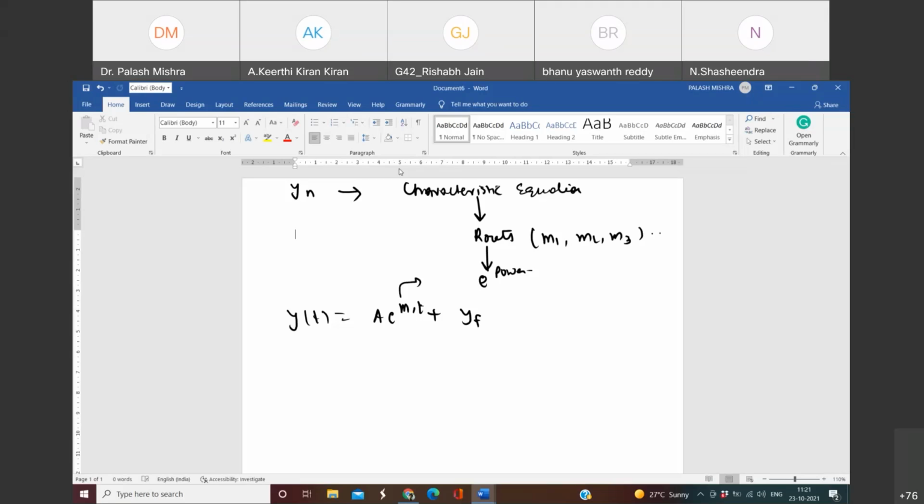So m1 has come out to be minus a for the previous one. So minus a you will put, and you will get e to the power of minus a times t plus y_f. Is it clear? Yes or no? Okay, this is a bit typical, so please understand the concept clearly. If you have some doubt, you can ask me. If not, then I'll proceed further.